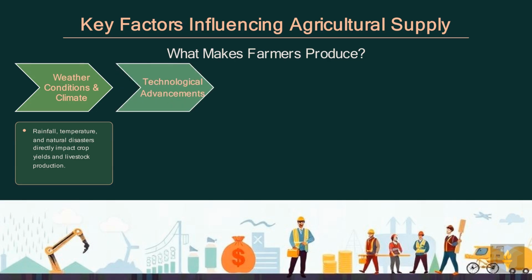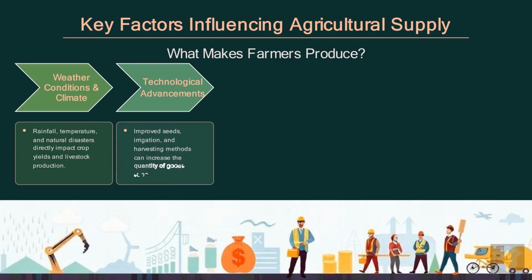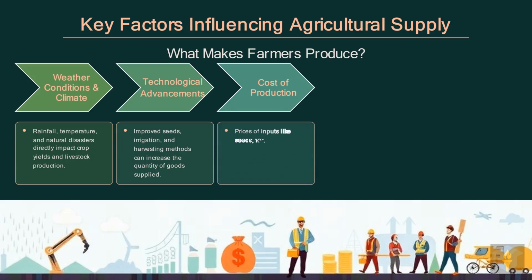Technological advancements also play a huge role in modern agriculture. Improved seeds, better irrigation systems, and advanced harvesting methods can significantly increase production quantities. The cost of production is another major factor farmers must consider. Prices of inputs like seeds, fertilizers, and labor directly influence how much farmers decide to produce.